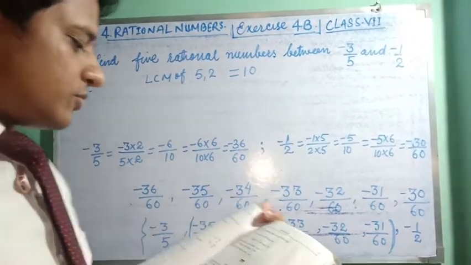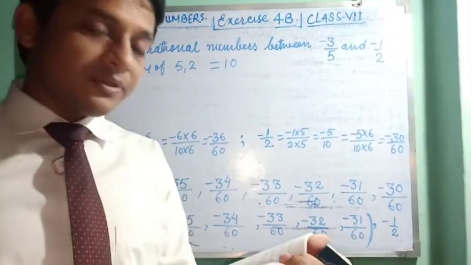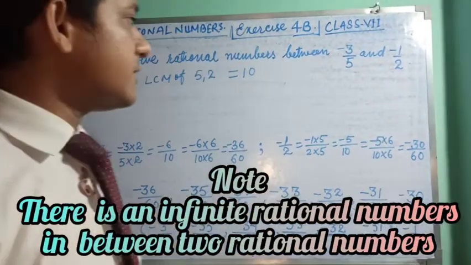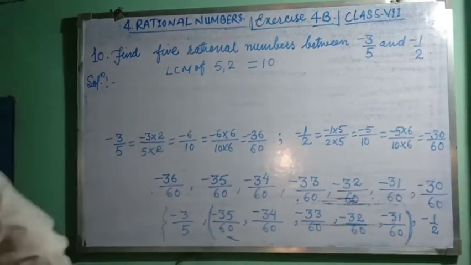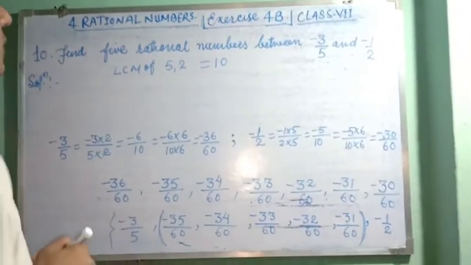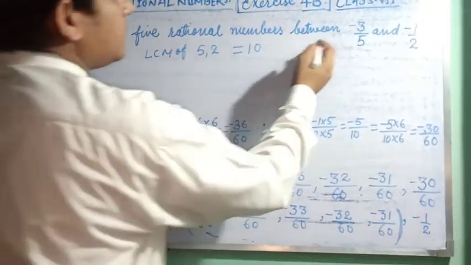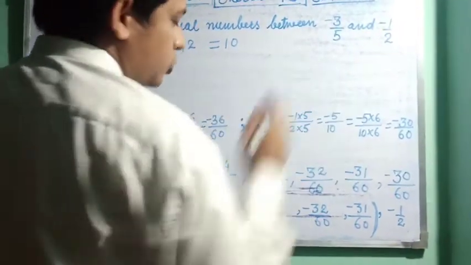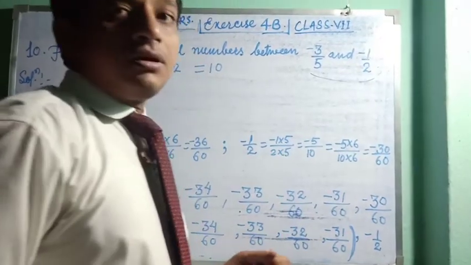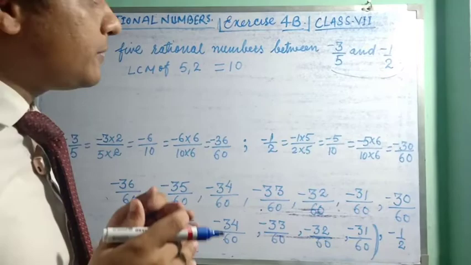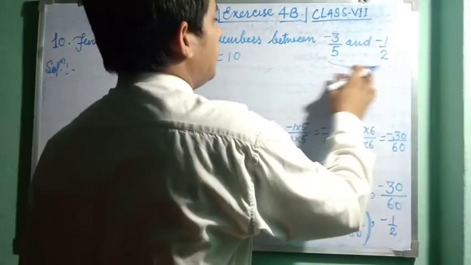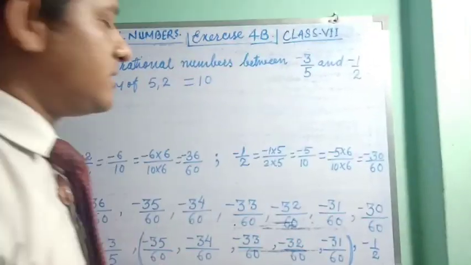Now, first there is one question: how many rational numbers are there between two rationals? Yes, there are infinite rational numbers between two rationals. Here, first see question number 10: find 5 rational numbers between -3/5 and -1/2. Between them there exist infinitely many rationals, but we have to find only 5. So the answer may match or not match your book.